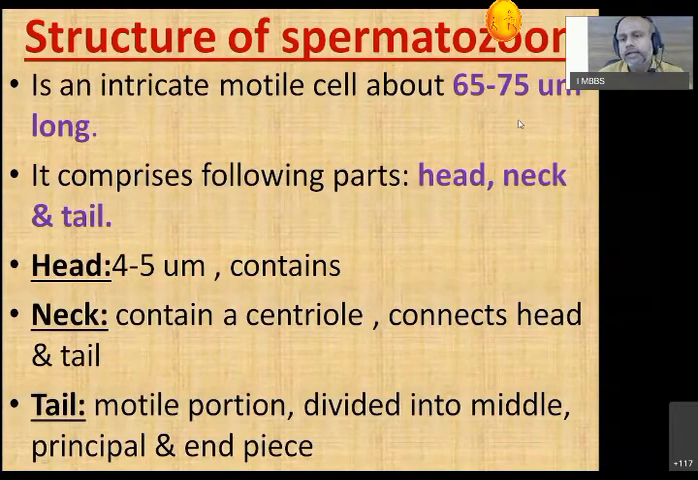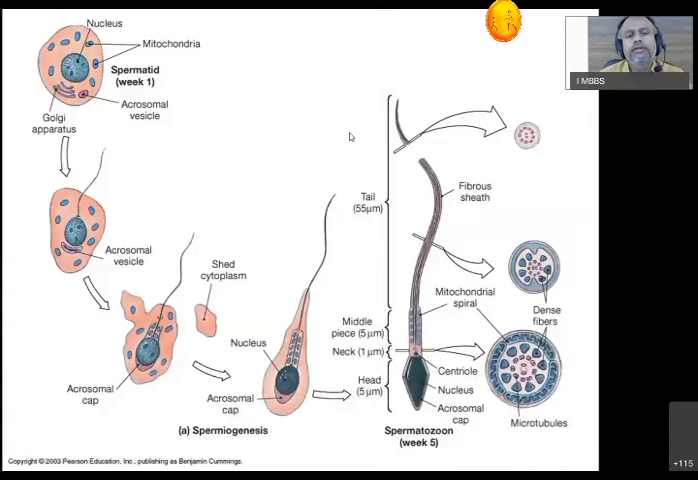The spermatozoon is nearly 65 to 70 micron long. It comprises the following parts: head, neck, and tail. In the change from spermatid to spermatozoon, the cytoplasm with the rest of the unnecessary material is shed off and is engulfed or phagocytized by the Sertoli cell. This is the sperm from the anterior view. You can see the head is oval in shape, but when you see it from the side, it is pointed. This pointed shape helps in penetration.